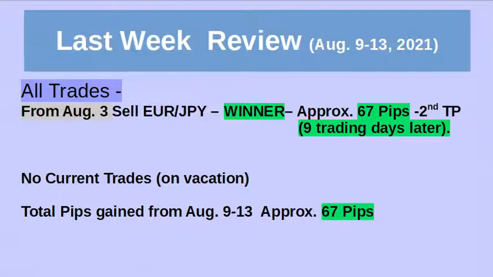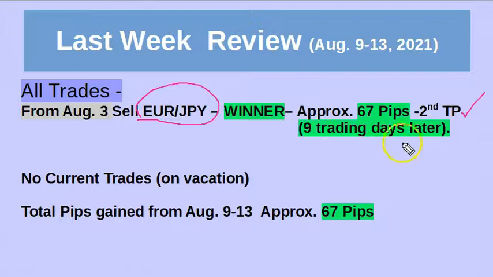So the very first thing is to talk about this one trade that we had kept open all the way from August the 3rd. So you can see that right here. It was the sell euro JPY. And guess what? As of, I believe it was yesterday or today, it became a huge winner. So congrats for all of you who kept the trade open and exercised your patience, guys. It ended up giving us 67 pips right there, and it reached our second take profit level.